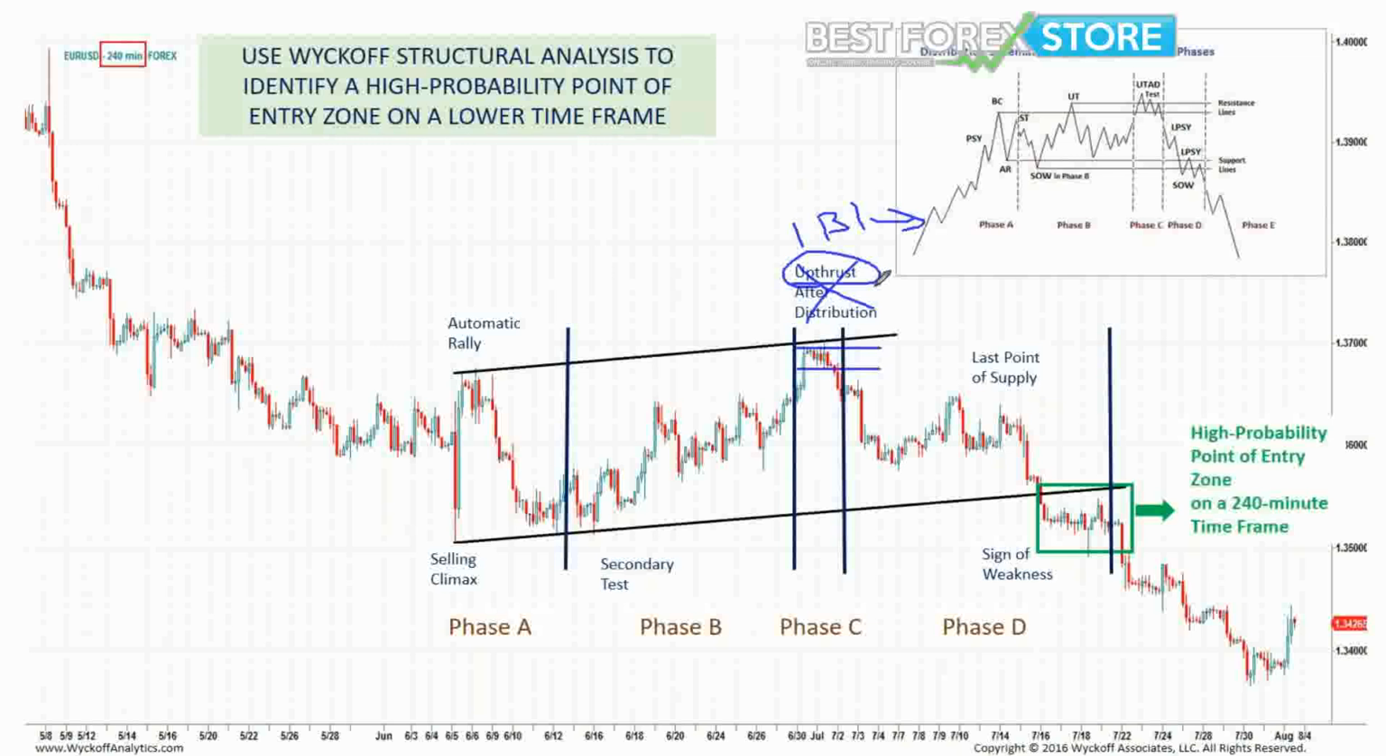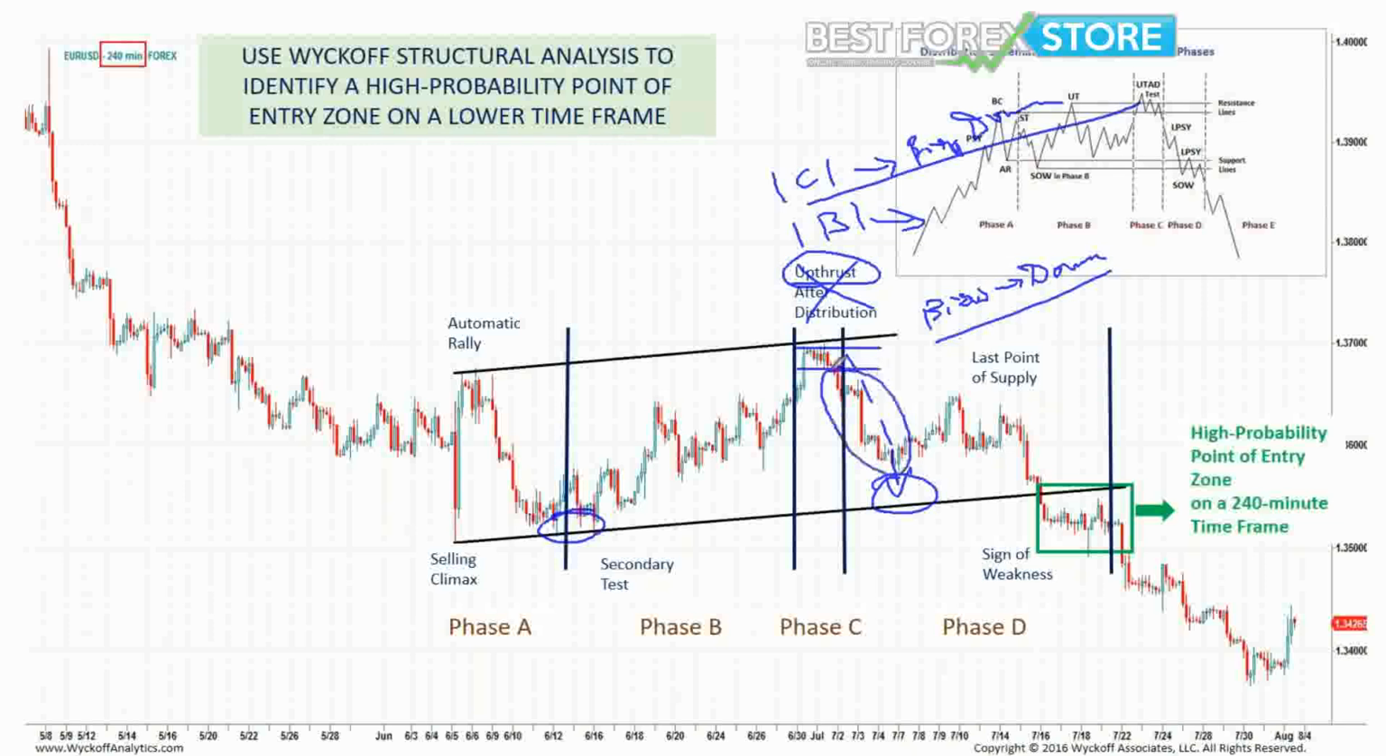Then it's going to be another secondary test. Another attempt to retest this area right here, right? So under this scenario, what is the bias? It's downside. And if we're thinking that this is phase C, upthrust of the distribution, what's the bias there? It's also downside. So in both cases, the bias is to the downside, whether we are right about which phase we are in or not, and therefore we can trade intraday to the downside.